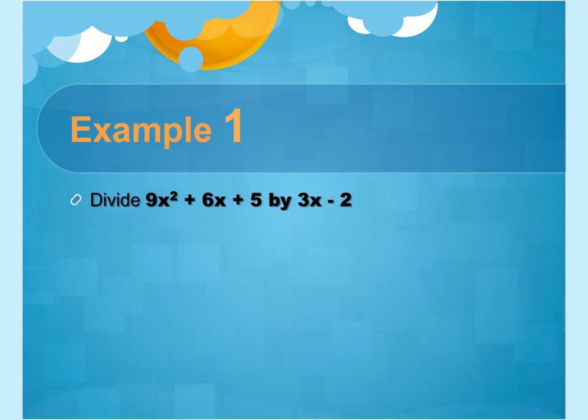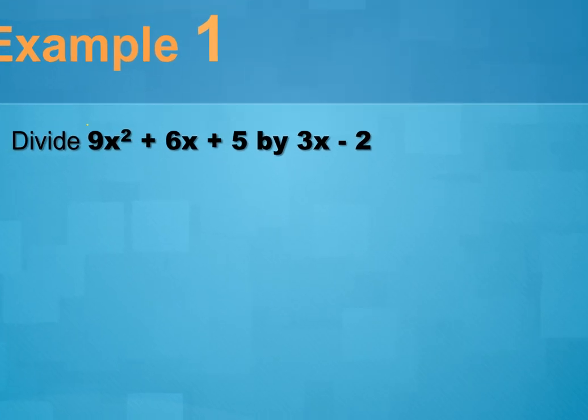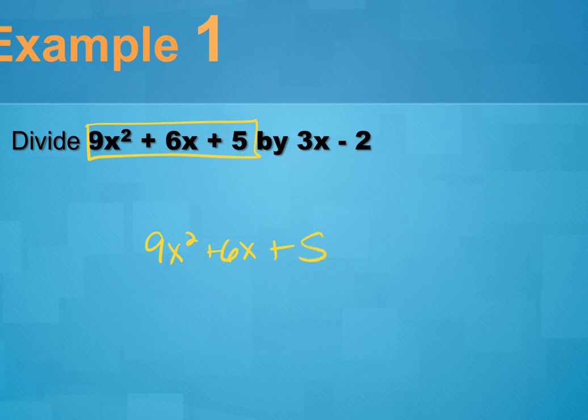It says divide 9x squared plus 6x plus 5 by 3x minus 2. So I'm going to take what I'm dividing into, which is this 9x squared plus 6x plus 5. I'm going to make sure it's in order of decreasing degree, so highest exponent is to the second, then there's one to the first, and then there's none. So I don't have to plug anything in. If there was anything missing, I would plug in a placeholder. Then divide by 3x minus 2. That goes on the outside.